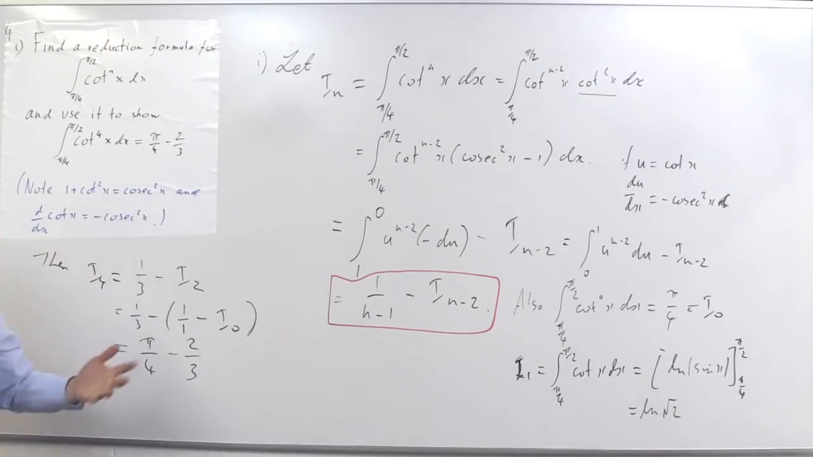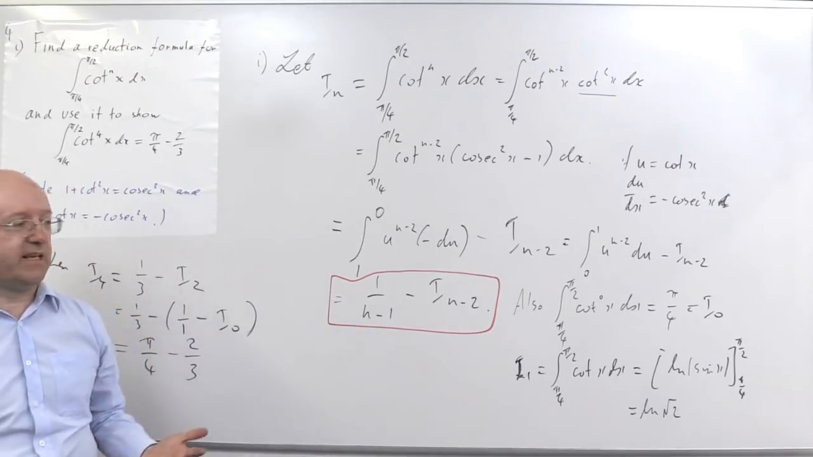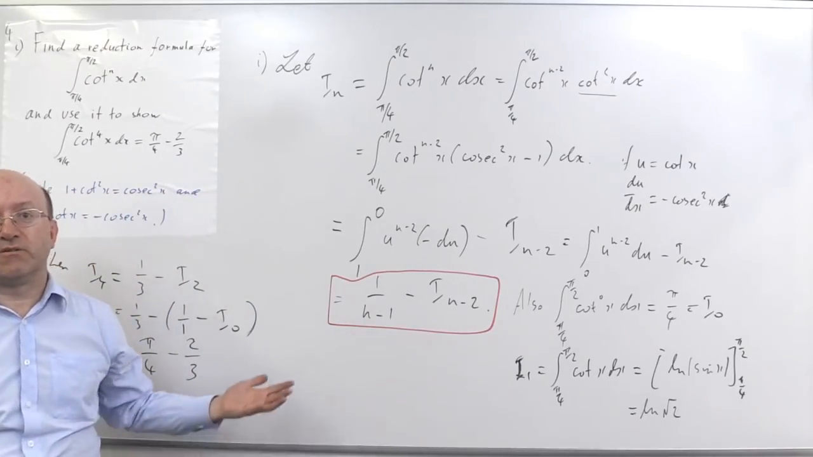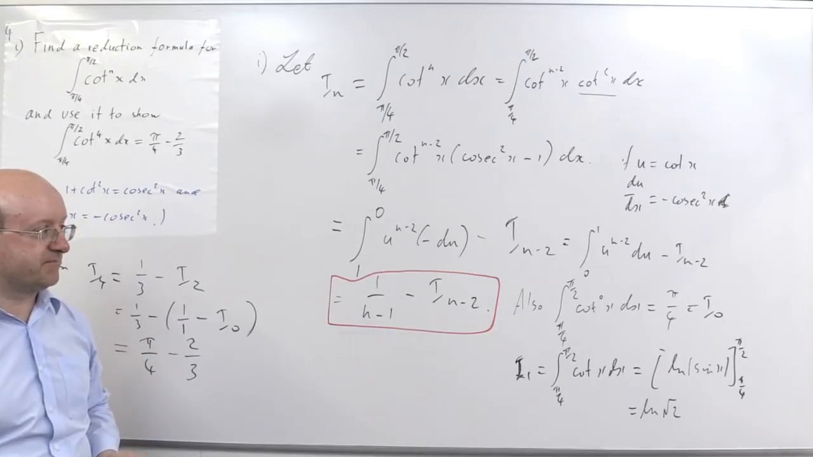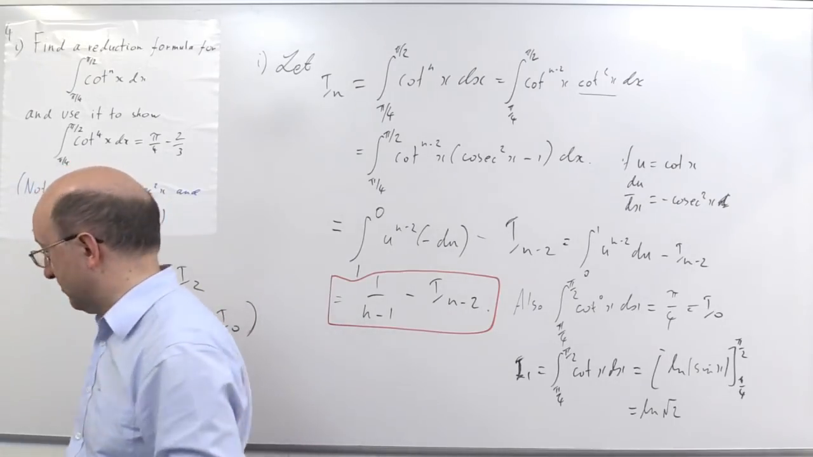Okay, so that's our reduction formula. We've not needed I1, but I've put it in here anyway, and why not? It's not as if it's been that much effort. Okay, so we'll just clean the board and then move on to the next one.